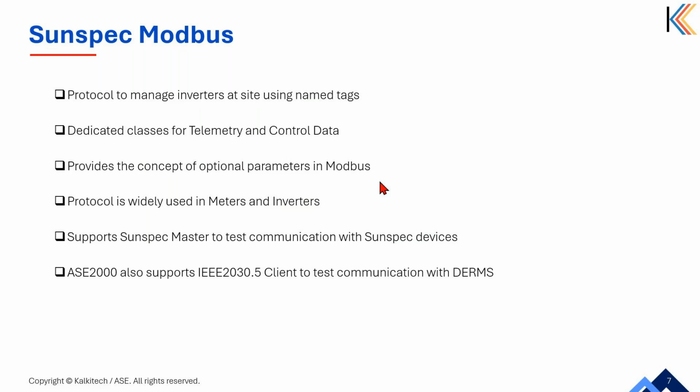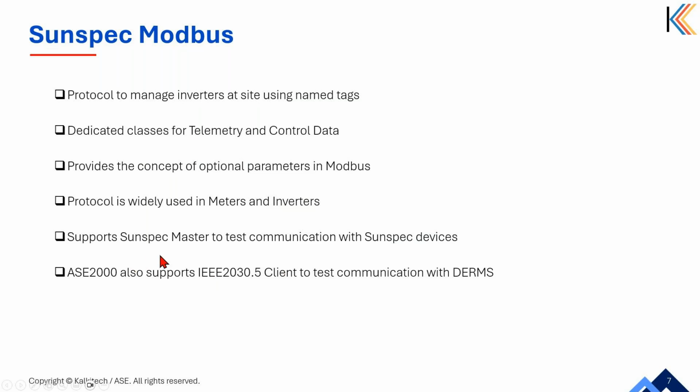And the protocol provides a capability of discovery. That means the Modbus Master or SunSpec Modbus Master can discover the downstream device and find out which points are available in the downstream meter or inverter. As you can see, the protocol is commonly used in meters and inverters, not in the SCADA systems.